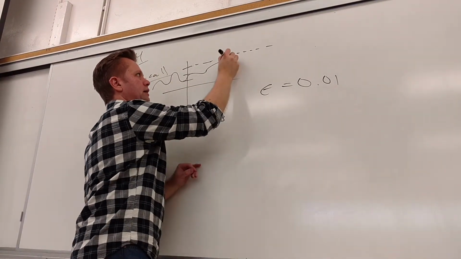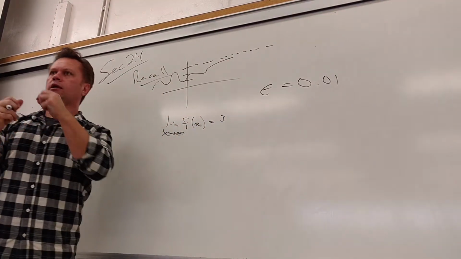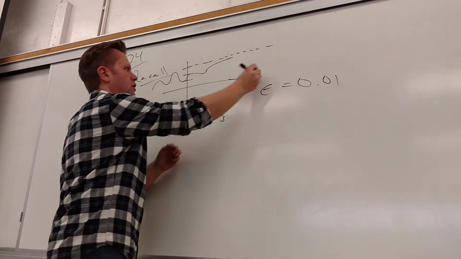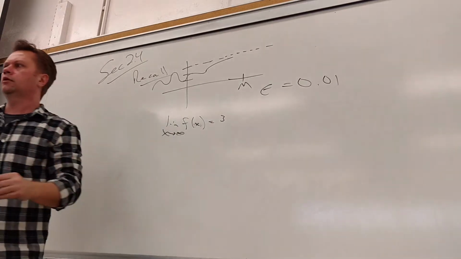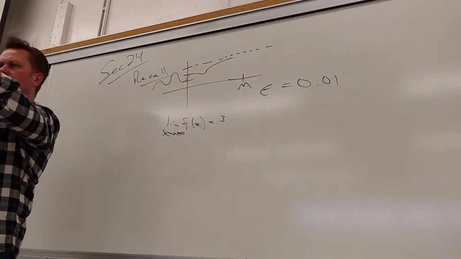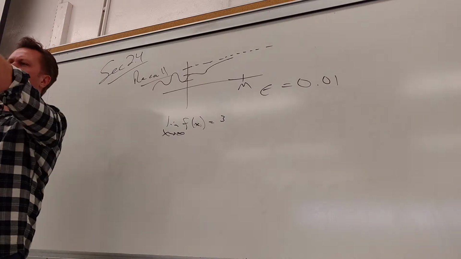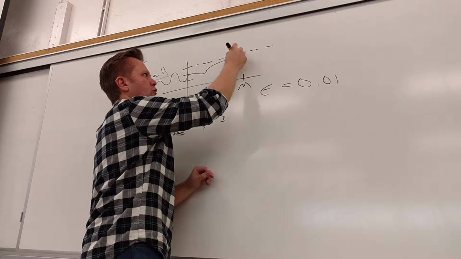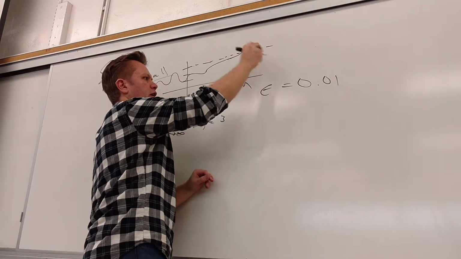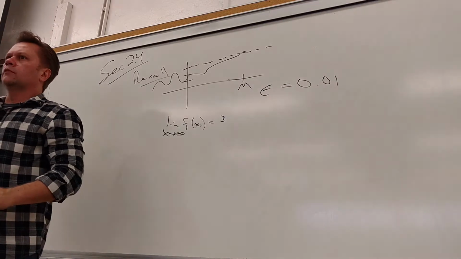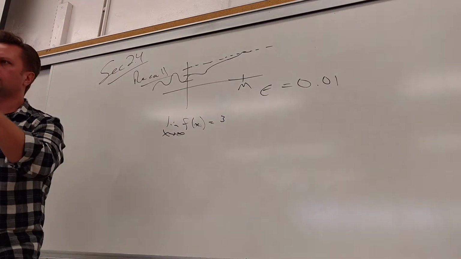So if the limit really is 3, what does that fundamentally mean? That means after some point, and we call that point M, I'm going to be closer to 3 forever after that, however close you want me to be. So if you want me to be this close, there's some number after which I'm always closer to 3 than this. Come on now, really wrap your head around that.